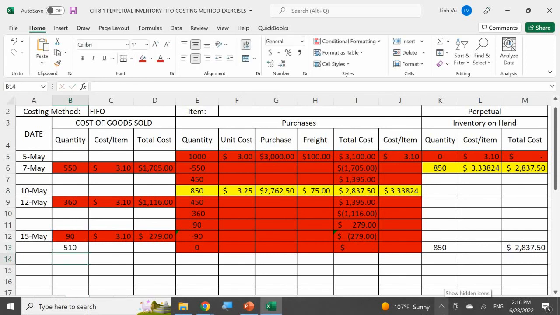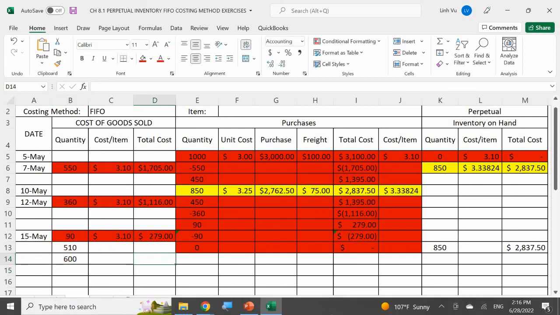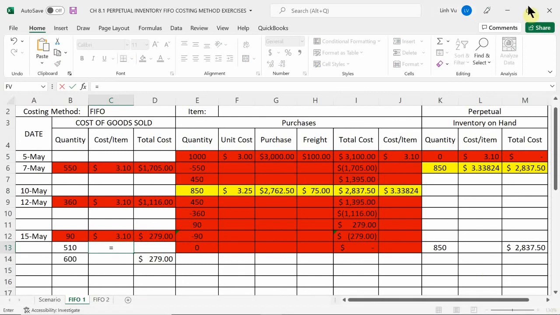600 minus 90 gives you 510. Right, so there you go, to get me my grand total of 600. So that means 600, okay? Well, I only have one batch of inventory left anyway. Its cost per item is 3.33824, okay? So this is where your equal round formula is going to come into play, because it's going to round off the total calculations to the very last penny.